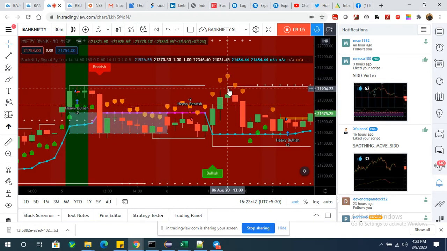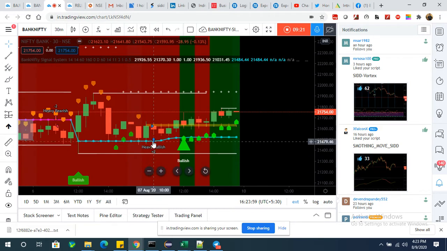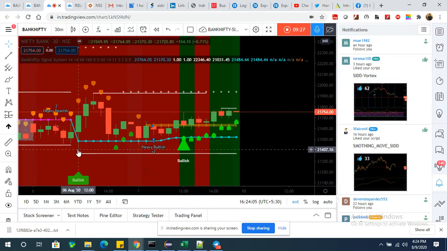And till it came here, orange is still there, and then this orange turned into green here, that means you can close the trade. So if your short trade is there, this trade will get closed here. Okay. This heavy bullish came here, no follow-through is there, follow-through started from here, that means your trade should start from here only.